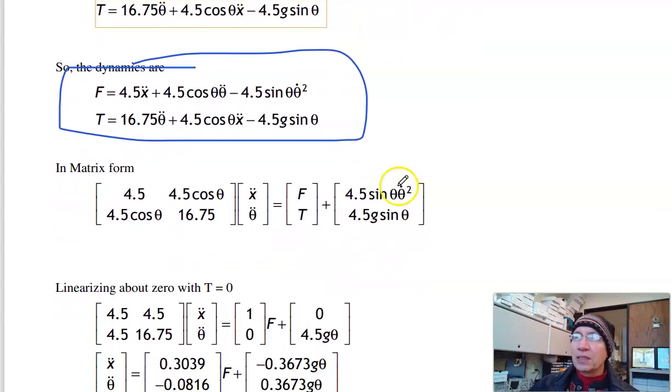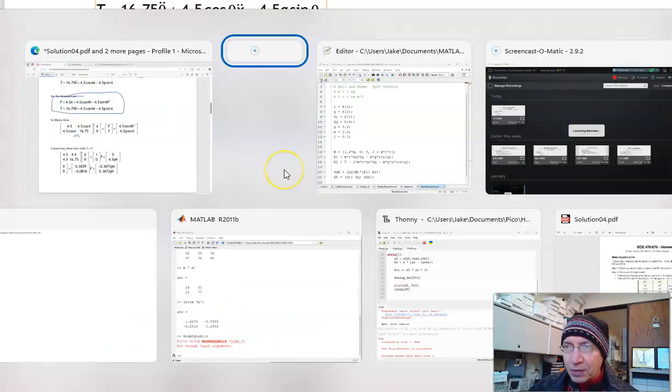To animate it, I would pull these out. I would have acceleration for x and theta. Here's my mass matrix. Here's the force and torque. Bring these terms left. There's the Coriolis and gravity forces. To solve, I would take the inverse of that matrix times these. I get the acceleration. Integrate once, I get velocity. Integrate twice, I get position. And that's really what the animation does.